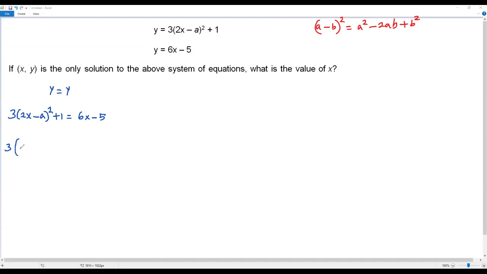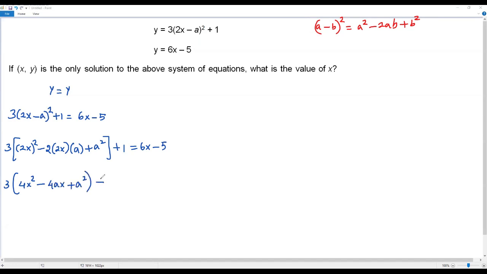Okay, now let me do it. a² means we have to take the square of 2x, and we get (2x)², minus 2 times ab. So a is 2x and b is a. Plus b², which means a², and plus 1 equals 6x − 5. Then we get 3 times, when I evaluate (2x)², it will be 4x², minus 2 times 2 is 4xa, or it can be written as 4ax, plus a², plus 1 equals 6x − 5. Now I can distribute this 3 to 4x², 4ax and a². When I do so, I'm getting 12x² − 12ax + 3a² + 1 = 6x − 5.